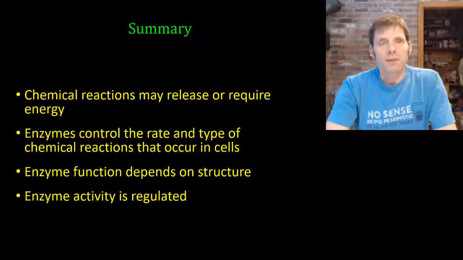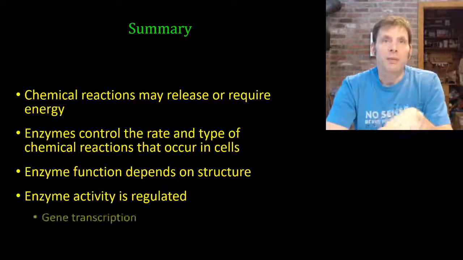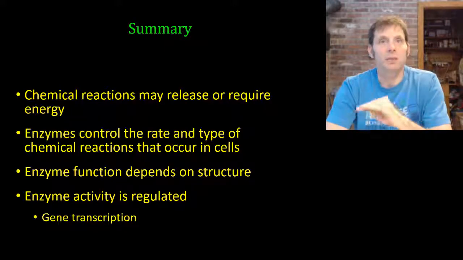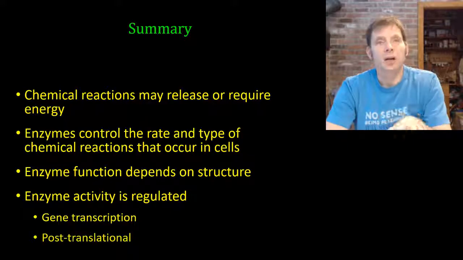And then finally, enzyme activity can be regulated either by regulating the amount of the enzyme that's present or the shape of the enzyme, which in turn regulates its activity. The amount of enzyme present in a cell is regulated at the level of the gene. Many enzymes are proteins, so if we turn on the gene, we'll have more of that enzyme. On the other hand, some enzymes are always present, but they can be turned on or off by changing their shape.